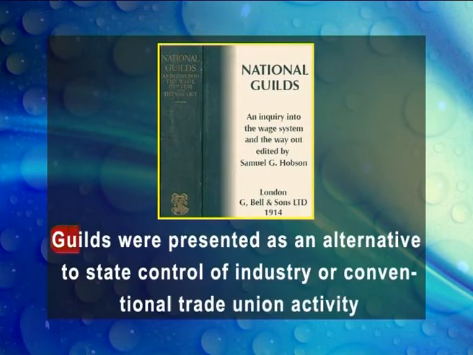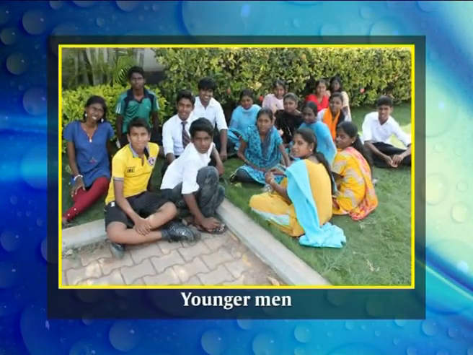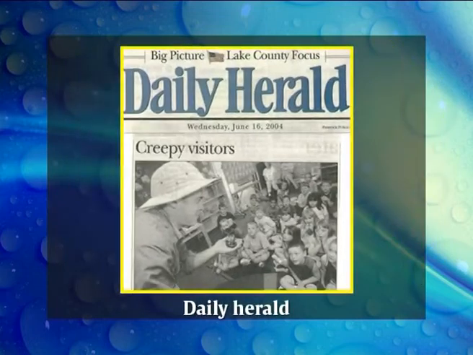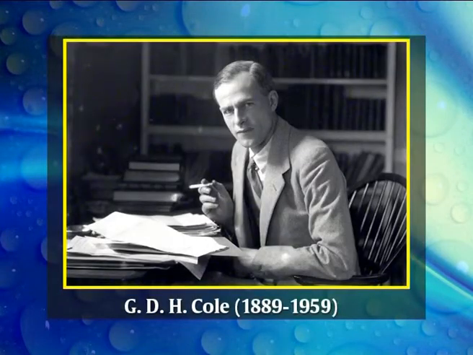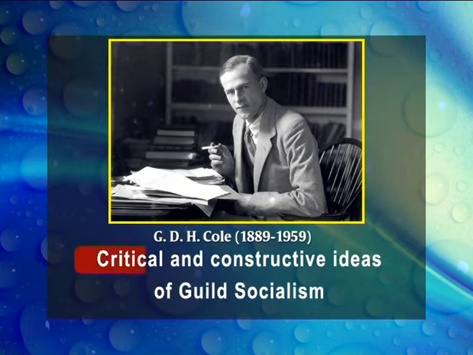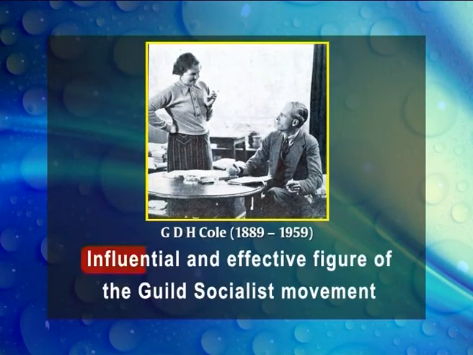In this particular book, guilds were presented as an alternative to state control of industry or conventional trade union activity. Subsequently, it gained a wider acceptance when a group of younger men began to advocate it in a new publication entitled The Daily Herald. Soon, some new faces joined the movement. Prominent among them was a recent graduate from Oxford University, G.D.H. Cole. Cole, through his books and pamphlets, amplified the critical and constructive ideas of guild socialism in a detailed manner. Because of his considerable contribution, Cole became a quite influential and effective figure of the guild socialist movement.